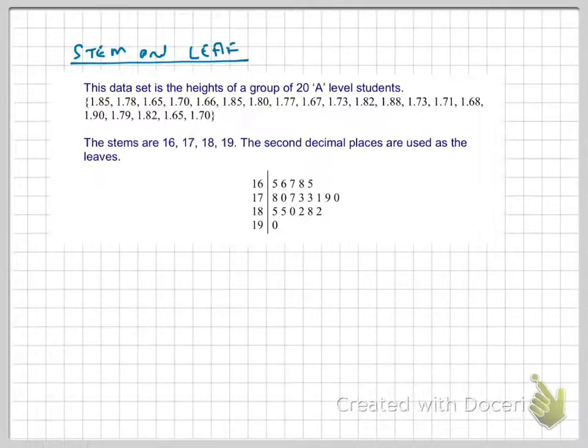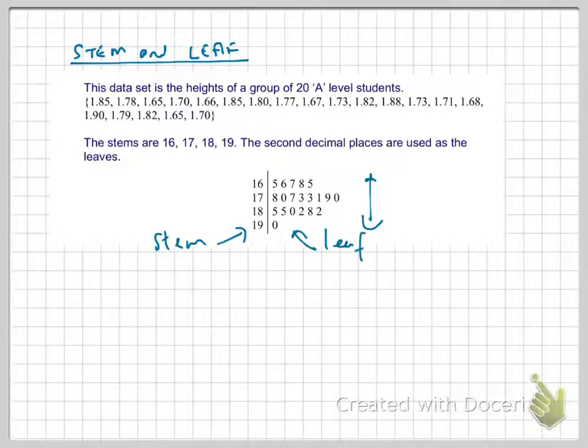Right, let's look at some discrete data which can be grouped. One of the things we can use is a stem and leaf diagram. There's a number of advantages. One of them is that it also gives us an indication of the way the data is actually spread. So here we've got, for example, the data set of heights of a group of 20 A-level students, and they've used a stem of 16, 17, 18, 19. So here's your stem, and these parts here are your leaf.